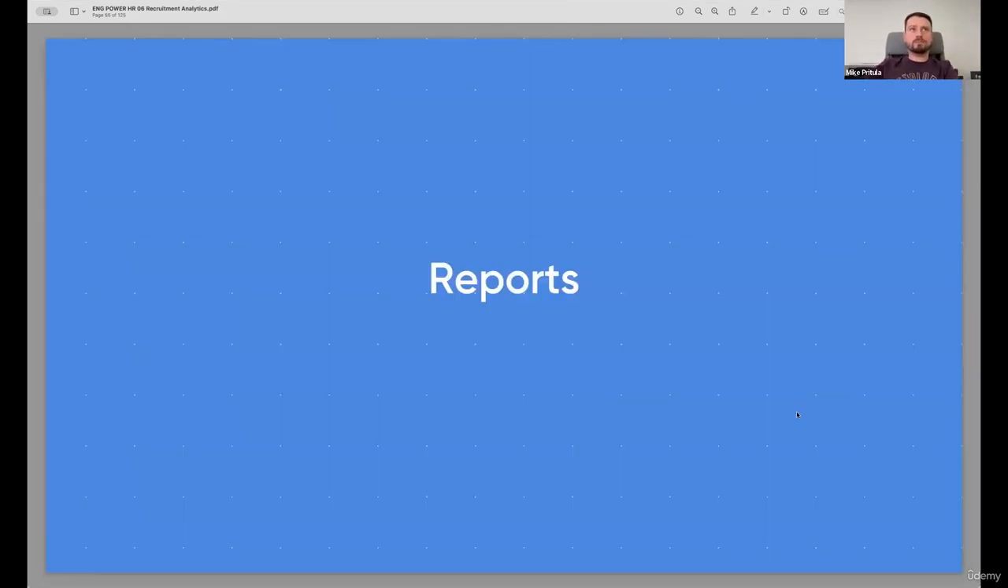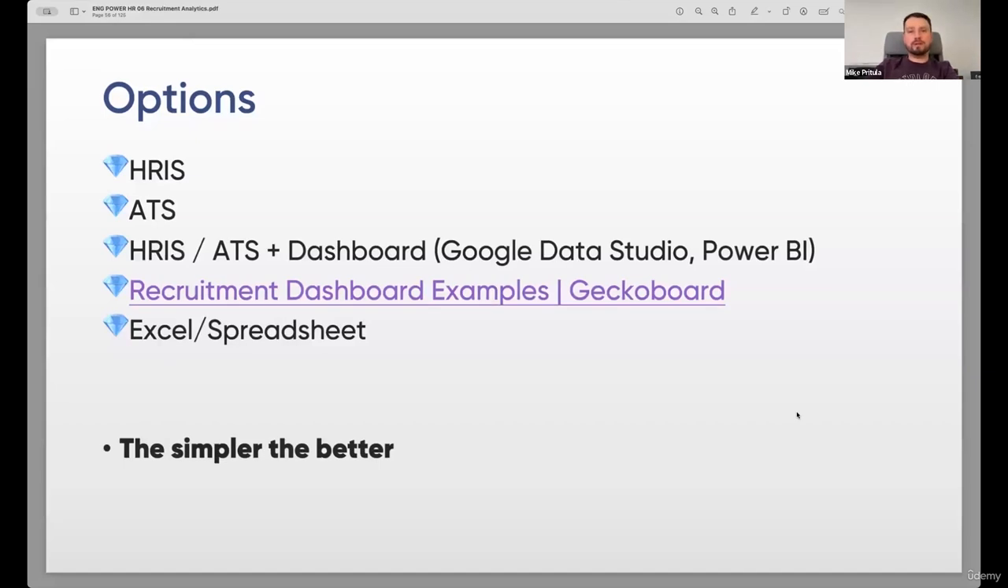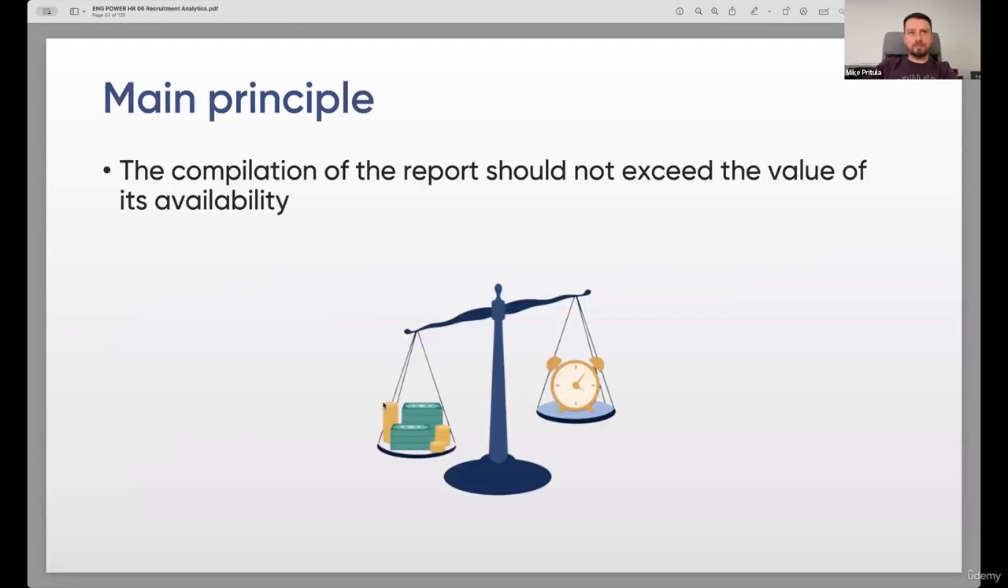Then reports. Options for preparing reports in recruitment. It could be in HRIS or ATS, or HRIS ATS plus a dashboard, so you may connect Google Data Studio or Power BI to build better reports. You may use different third-party applications like Recruitment Dashboard by GegaBoard. You may use even Excel and spreadsheets, and the idea here is that the simpler, the better. Main principle: the compilation of the report should not exceed the value of its availability.